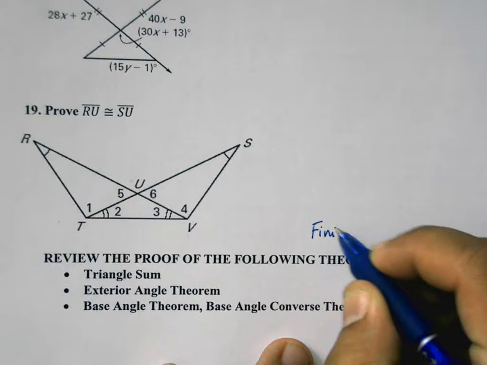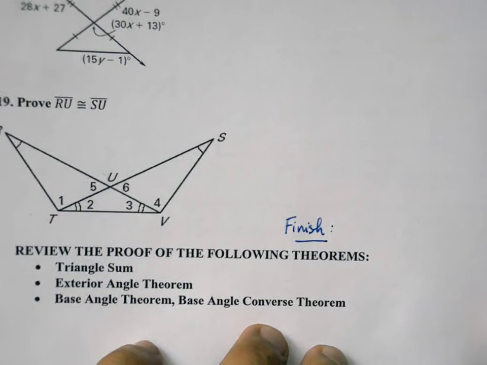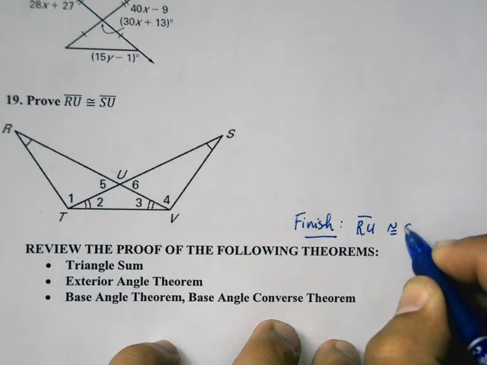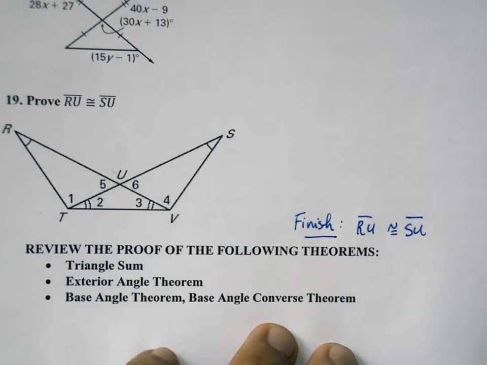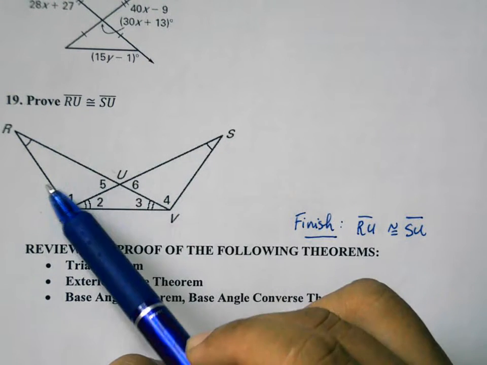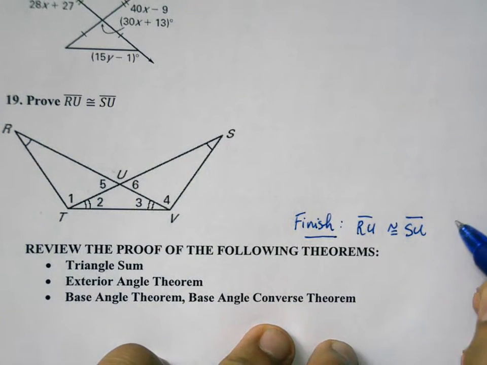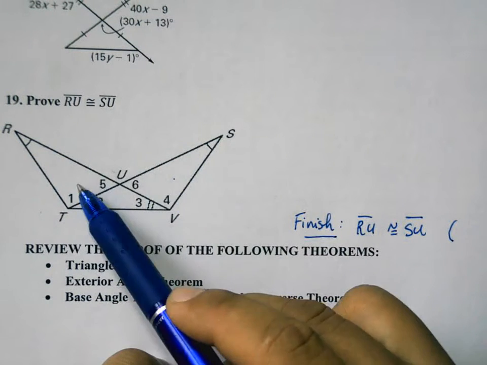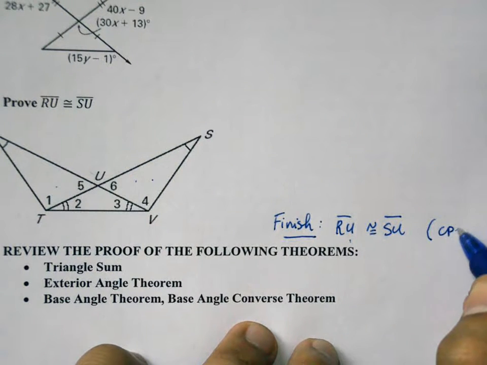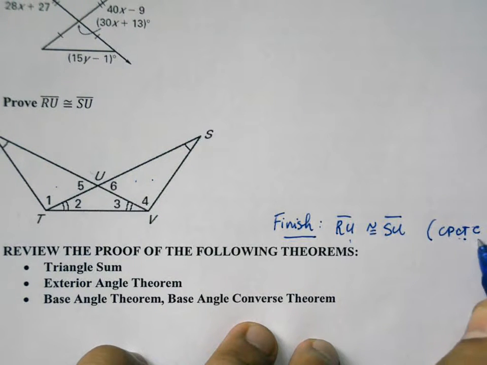When you write a proof, it's kind of counterintuitive, but we always want to start by writing the last step. And that's going to be that RU is congruent to SU. The strategy here is that we're going to try to show that these two triangles are congruent, SVU and RTU. If these two triangles are congruent, then this statement must be true by CPCTC: corresponding parts of congruent triangles are congruent.